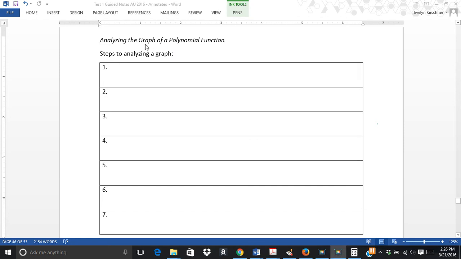We've learned about all different parts of a polynomial function, and all we want to do is put them all together so that, if we're given an equation, we can estimate what the graph is going to look like. So the first thing we want to do is determine the end behavior.